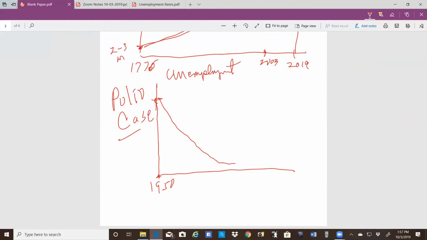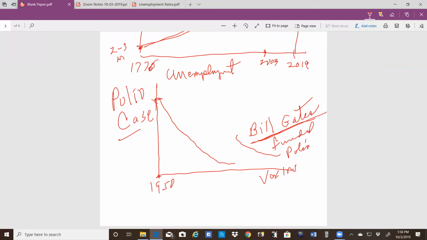But in several African countries, recently they had gone back up, and now they're going back down because of Bill Gates. Everybody has heard of Bill Gates, the Microsoft founder, who has funded polio vaccines. So we like to see that go down.